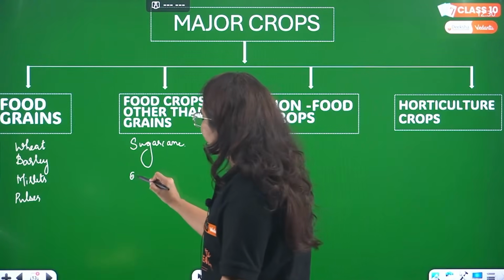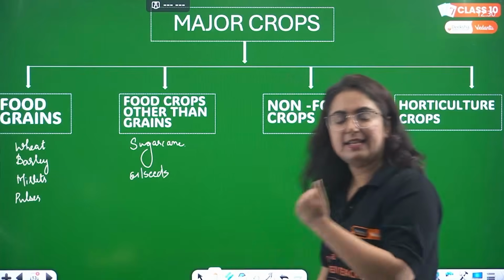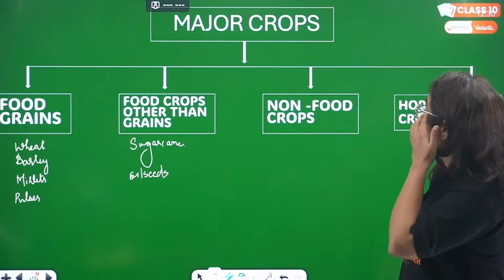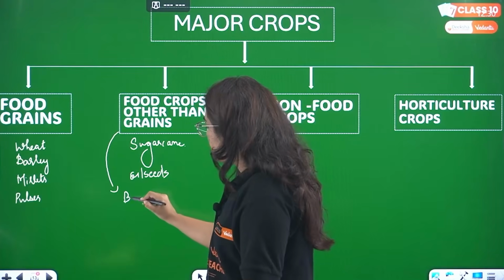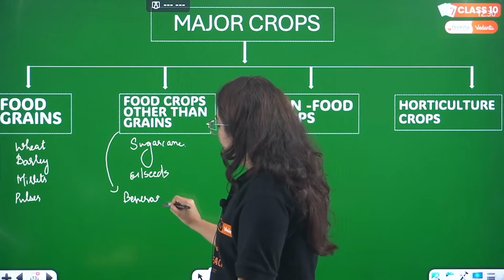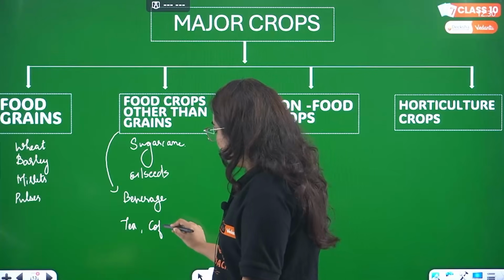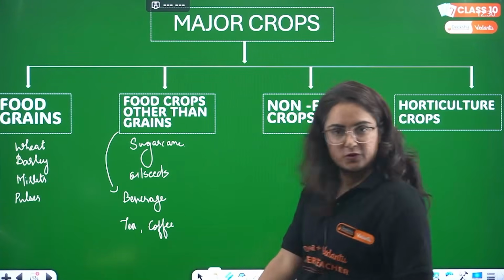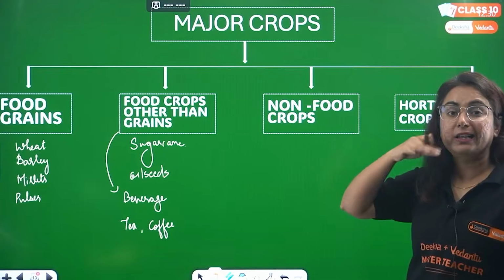Do you feel oil seeds is a grain? No, but it is grown. Here is the example. Then we will talk about non-food crops. In this we have beverage crops also, like tea. Then there is coffee. It comes under non-food crops too. Now, it comes under food crops, but that is not grains.